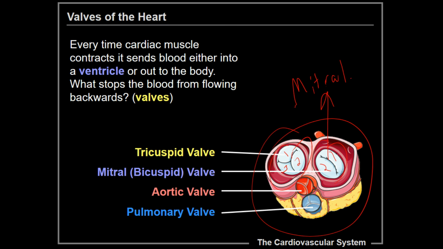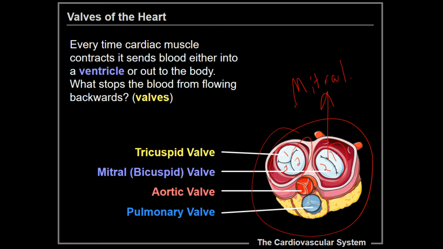And again, they're a one-way trapdoor. They let blood go through. In this case, they would be heading downward into the ventricles. And when the ventricles contract, they close, and they don't let blood squirt back up into the atrium or go backwards.